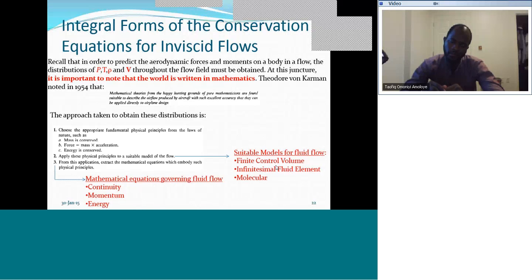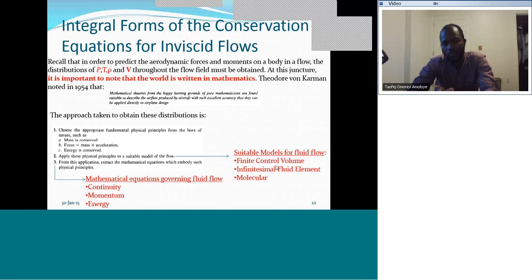Then the third thing you do after choosing the appropriate fundamental physical principle and applying the physical principle to the suitable model, is to derive the mathematical equations governing the fluid flow. We already saw all this in incompressible aerodynamics anyway. So we know that when we did what was said to be done in 1 and 2, we got the continuity equation, the momentum equation, and then the energy equation. So it has just been stated here for a kind of review.